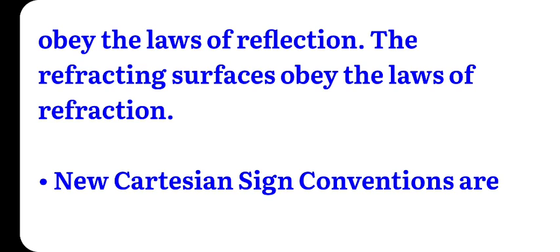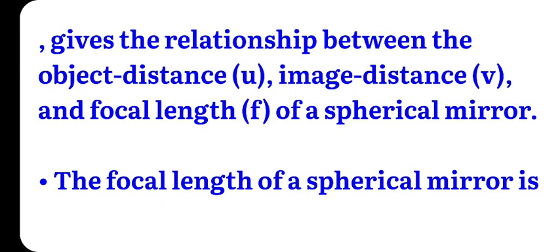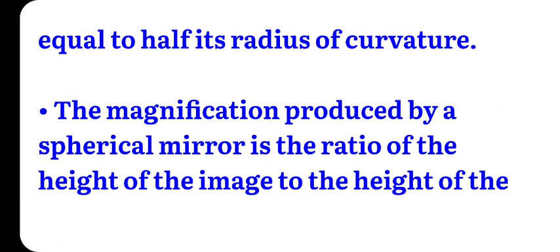The refracting surfaces obey the laws of refraction. New Cartesian sign conventions are followed by spherical mirrors and lenses. Mirror formula, 1/v + 1/u = 1/f, gives the relationship between the object distance u, image distance v and focal length f of a spherical mirror. The focal length of a spherical mirror is equal to half its radius of curvature.